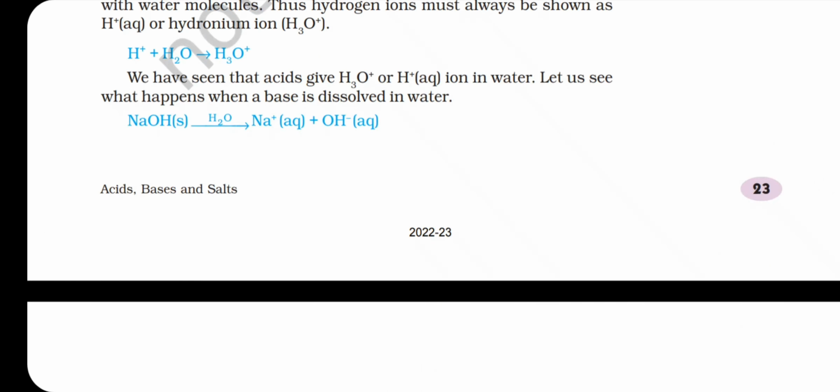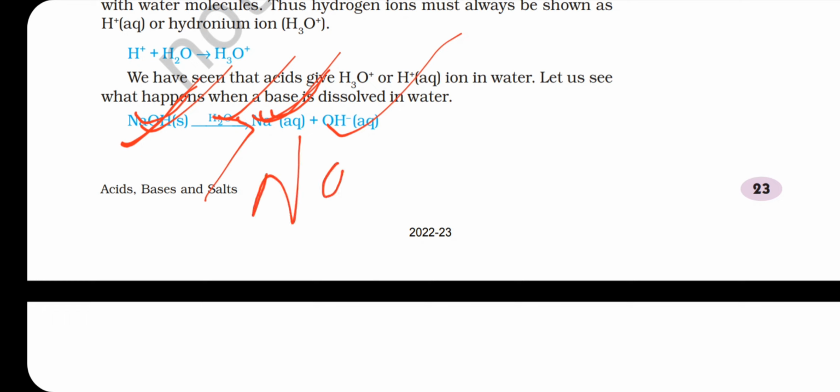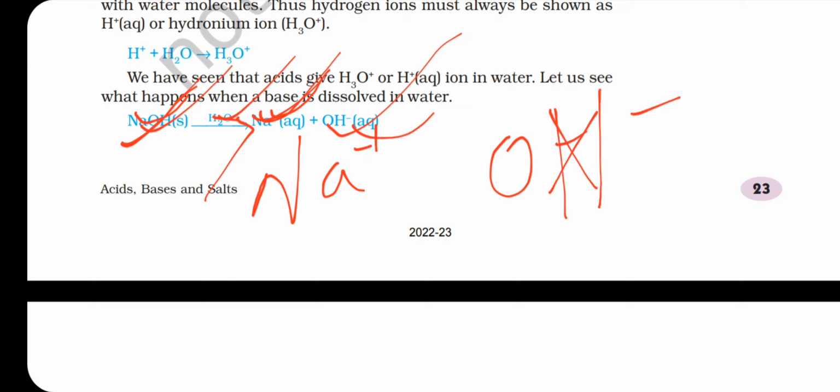Now let's see what happens when a base reacts with water. Here is given an example, sodium hydroxide, which is a base. When it reacts with water, it forms its respective ions, such as Na plus, the sodium ion, and hydroxide, OH minus ions. That is the positive, the cation, and the negative, the anion.